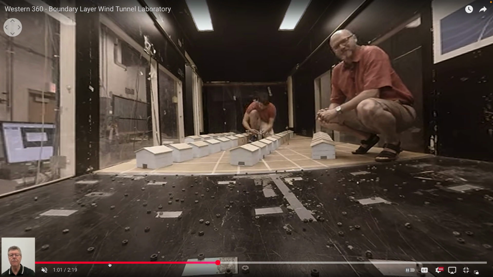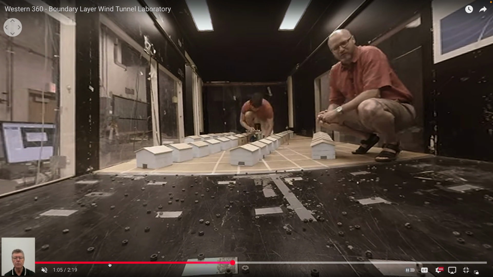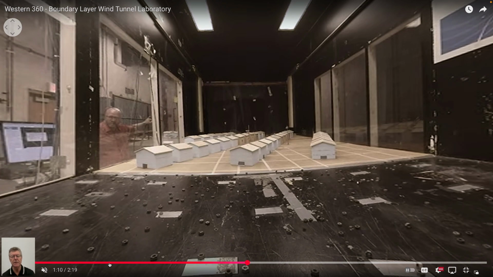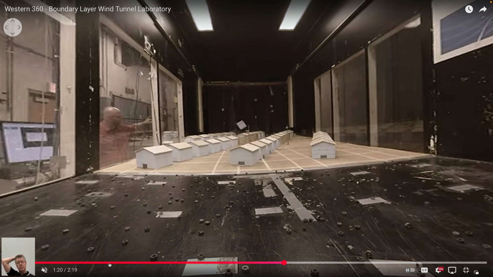This is a very famous lab. Alan Davenport was a guy who worked, now dead, at the University of Western Ontario, Western so-called, in London, Ontario. He had a boundary layer tunnel lab to look at not so much planes, but really civil structures. And these are doing some experiments.